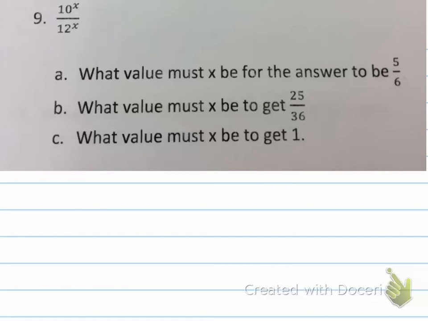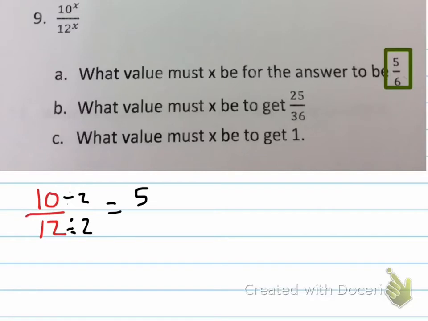Alright, so for your SBAC test part 2, let's look at some of these problems. So 10 to the x power over 12 to the x. What must x be for the value to be 5/6? Well, 10/12 reduces to, divide by 2, reduces to 5/6.